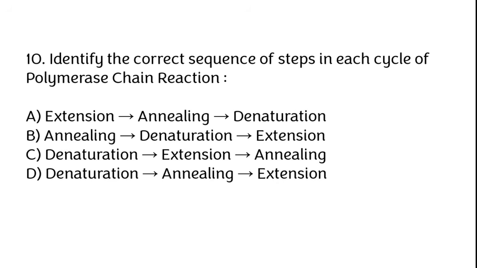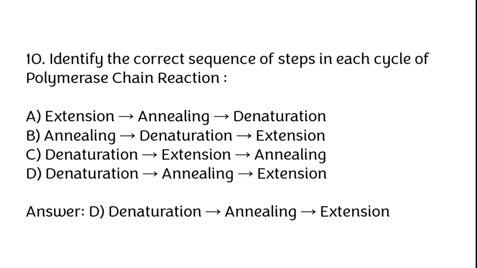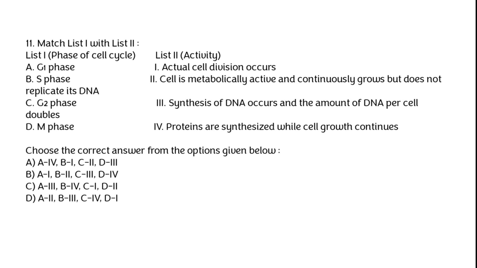Identify the correct sequence of steps in each cycle of polymerase chain reaction. Correct answer is D, denaturation, annealing, extension. Match list 1 with list 2. Correct answer is D.